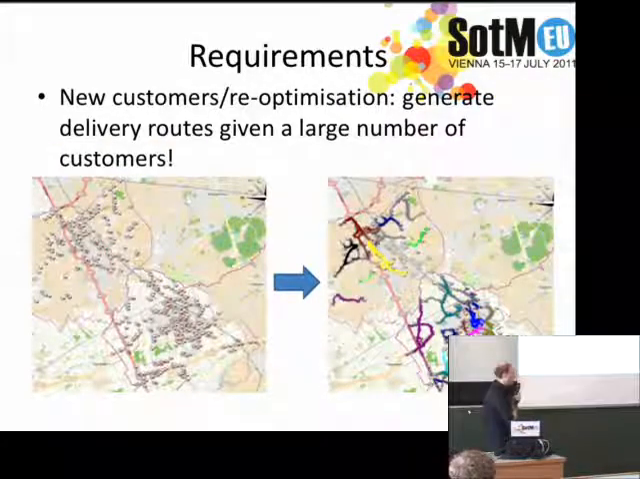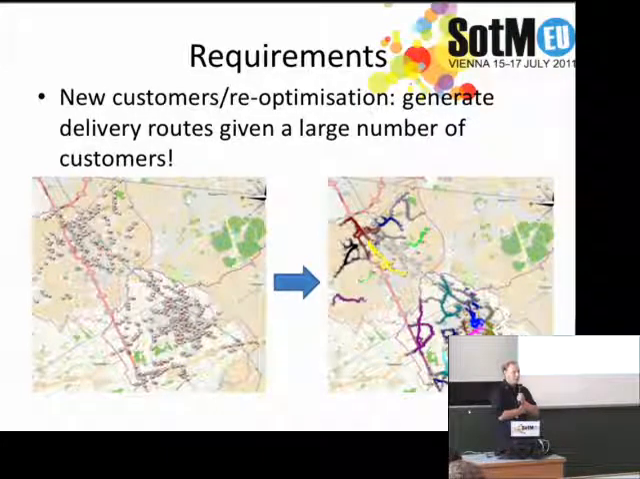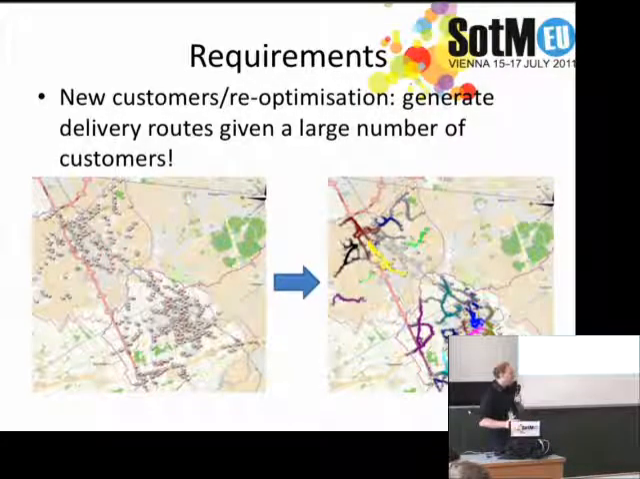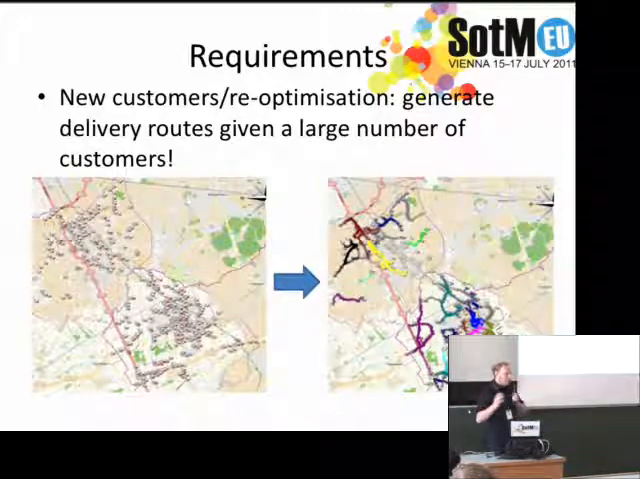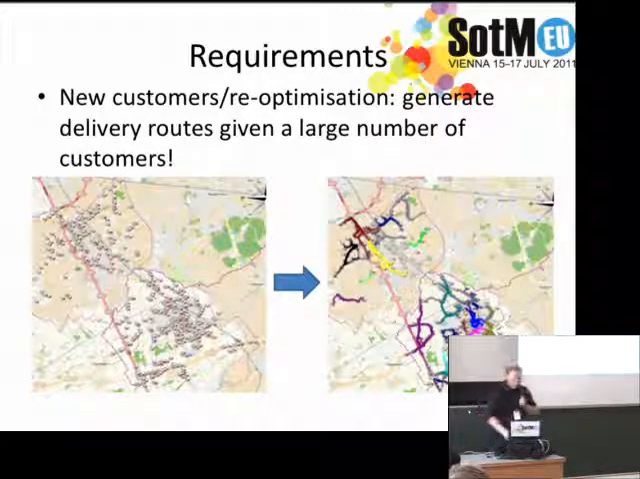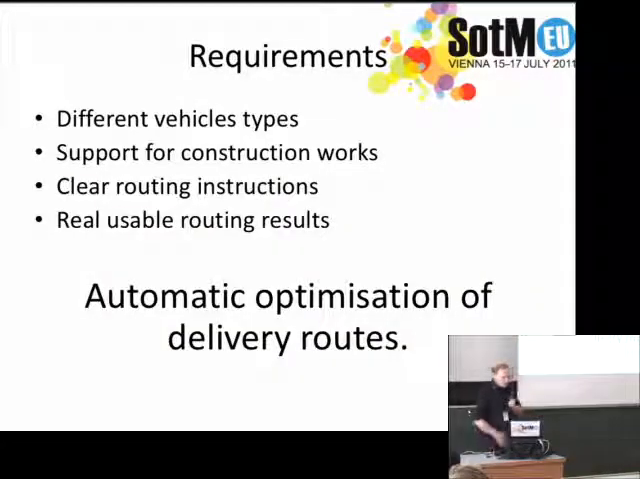A second requirement is this, a little more complex. When we have a new customer or a new newspaper, a lot of customers are added, and we just cannot keep using the old delivery routes. We have to optimize to get new routes and to try to divide all the customers in efficient delivery routes that are not too small but also not too big.